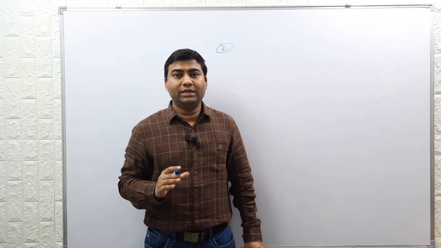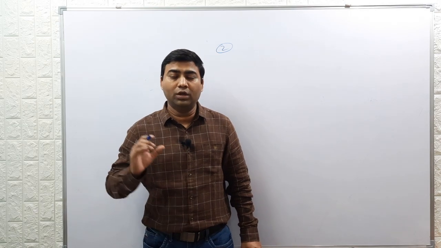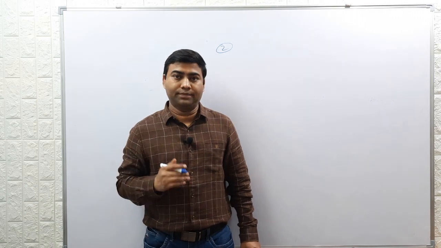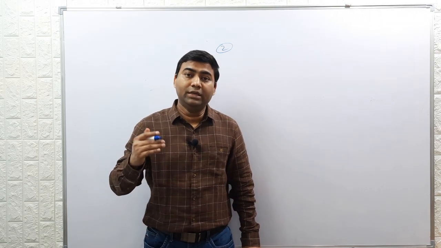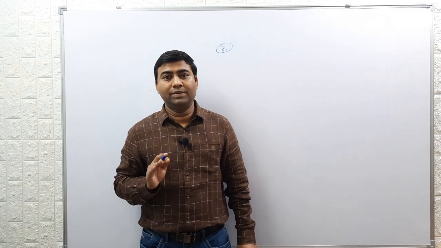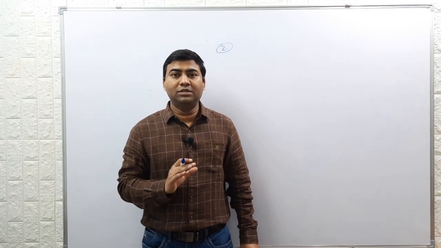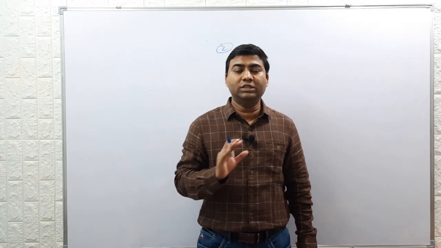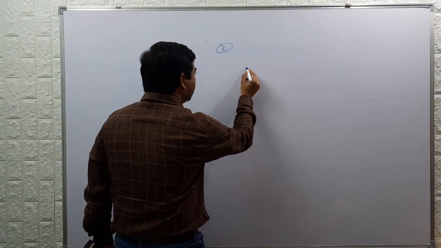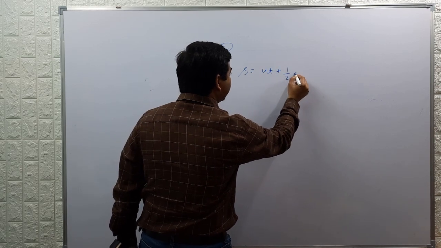So if two quantities have the same units or the same dimensional formula, only then can they be added or subtracted, or equated. Otherwise they cannot be compared. They must have the same unit or dimensional formula. This principle is called the principle of homogeneity. For example, Newton's law of motion, S is equal to ut plus half at square.